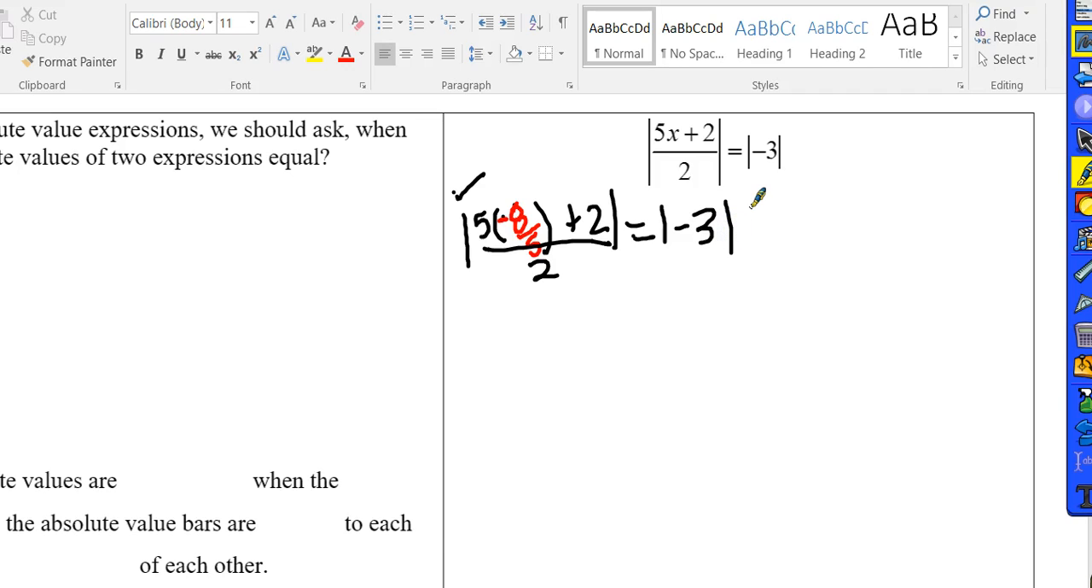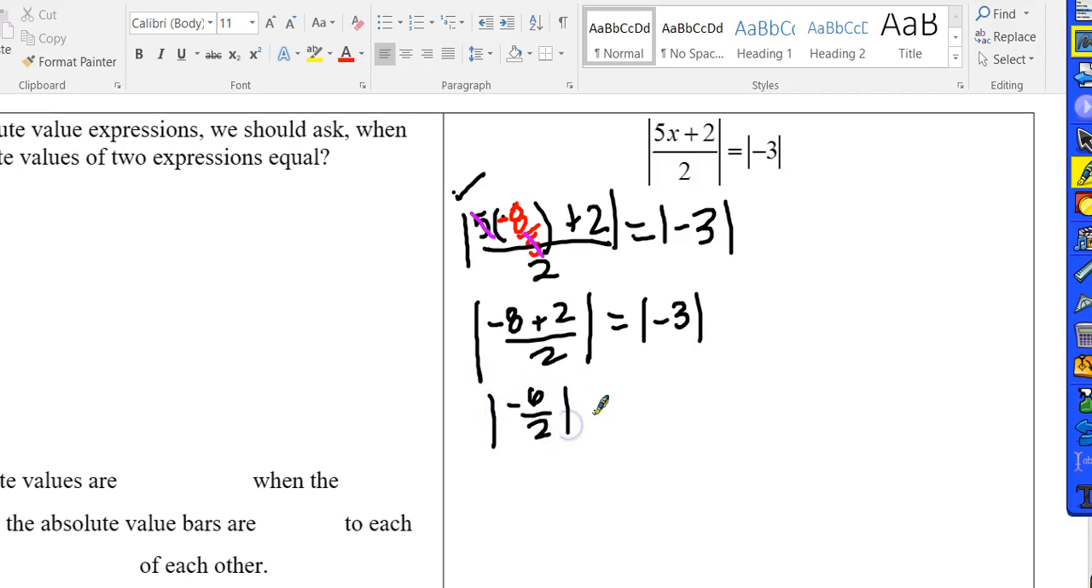And you plug it into the original problem that you were given. And then you work inside. So this one won't be too bad because you can cross simplify your 5's. And you're left with the absolute value of negative 8 plus 2 over 2. And I'm not touching that right side. I'm going to leave it alone. I'm doing that for a reason. That gives us the absolute value of negative 6 over 2, which equals the absolute value of negative 3.